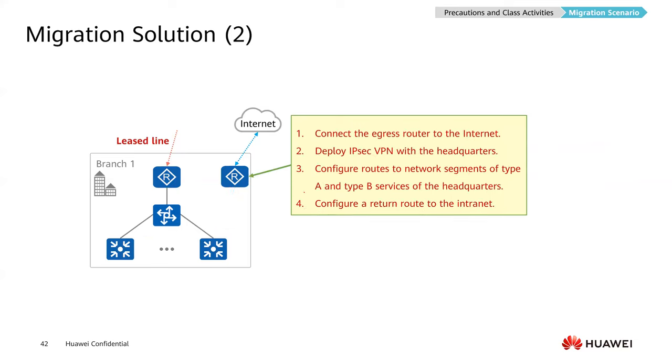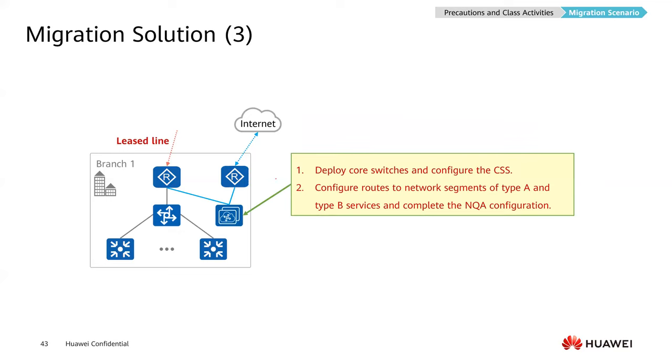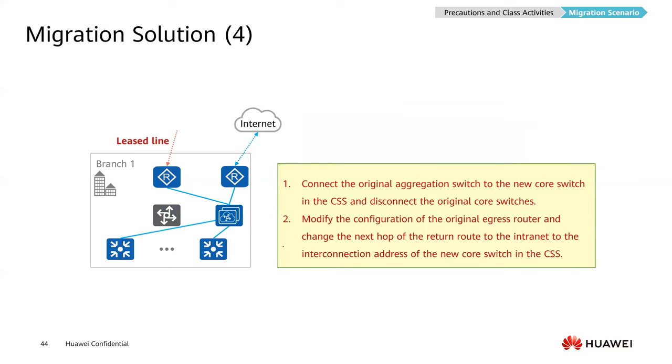So let's look at the steps one by one. The first thing is to connect the egress router to the internet, deploy IPsec VPN with HQ, configure routes to the network segments of type A and type B services of the headquarters, and then configure the return routes to the internet. The next step is to deploy the core switches and build the CSS system, configure routes to the network segments of type A and type B service, and configure the NQA. And last is to disconnect the old device and connect all the cables to the new device.